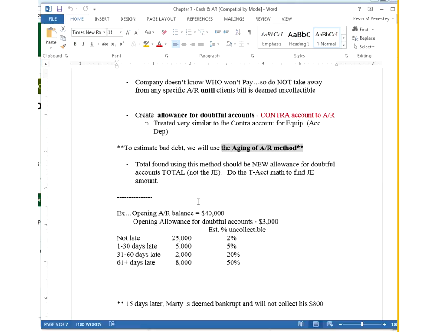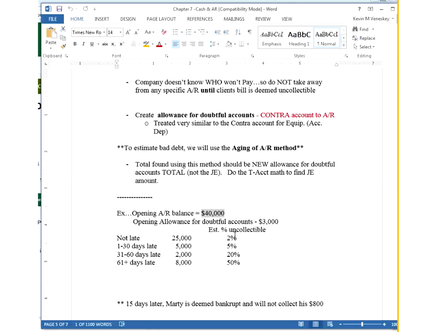The method we're going to use to do our estimate is called the aging of accounts receivable method. When we do this, what we're going to do, as you can see in my example over here, is companies will separate out their AR. They'll take every piece of their AR, all 40,000, and separate it out into columns, into rows. And they may go further. I just stopped at 61 days, but they could go all the way down as far as they want. And then they're going to provide this estimate.